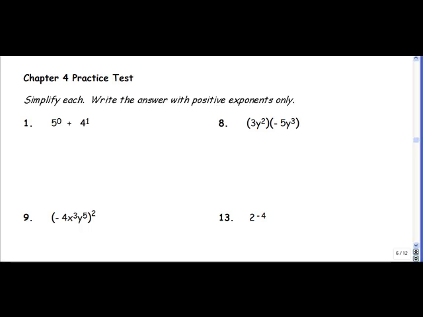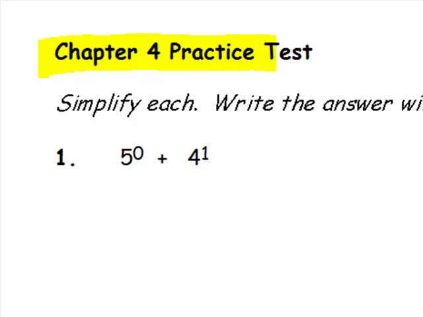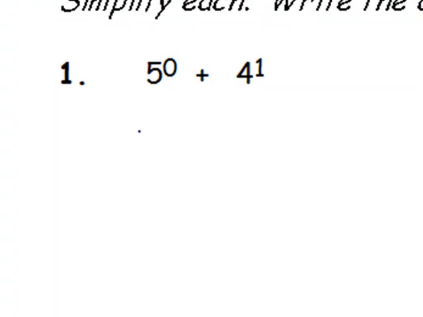All right, continuing on, we have our chapter 4 now. We're looking at the chapter 4 practice test found at the end of chapter 4 in the textbook, dealing with exponents and polynomials. This first exercise, 5 to the 0 is 1, 4 to the 1 is 4, and they add to 5.